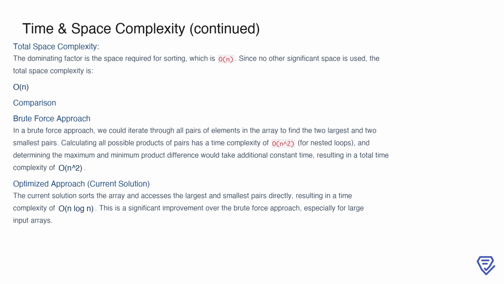Now, let's compare this with a brute force approach. In a brute force method, we would iterate through all pairs of elements in the array to determine the two largest and two smallest pairs. This involves a nested loop, leading to a time complexity of n squared. The current optimized solution, on the other hand, avoids these nested iterations by leveraging sorting, which brings the time complexity down to n log n. This is a substantial improvement, especially for larger arrays, as sorting is much more efficient than iterating through all pairs.